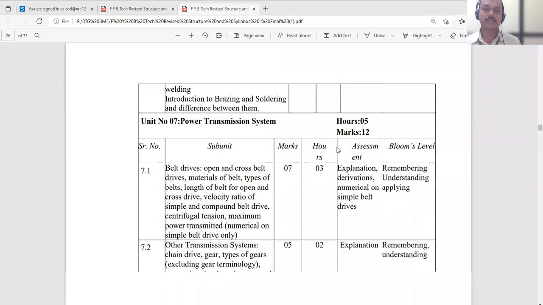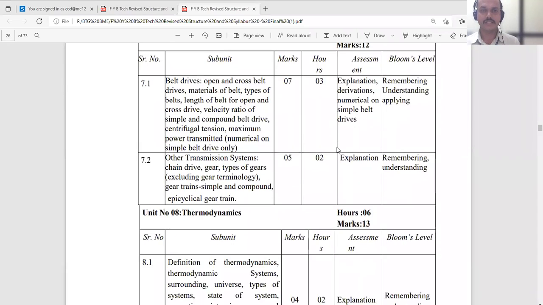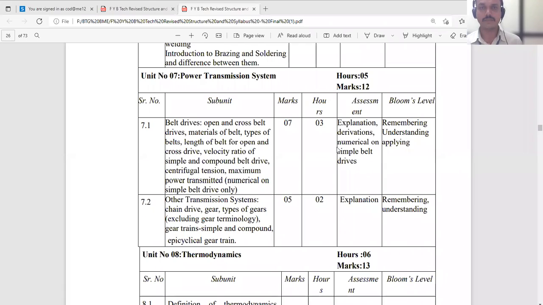Yes, sir. Then write down the next chapter, chapter number 7 or chapter number 3: power transmission system.